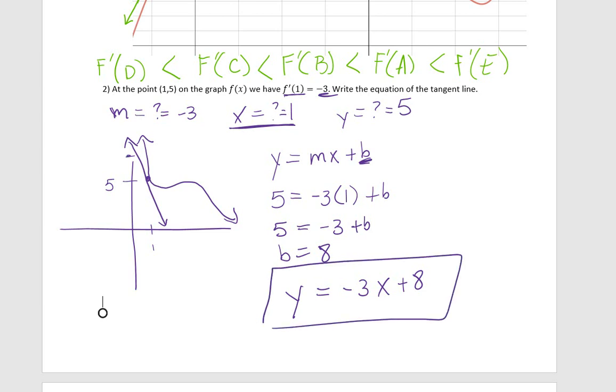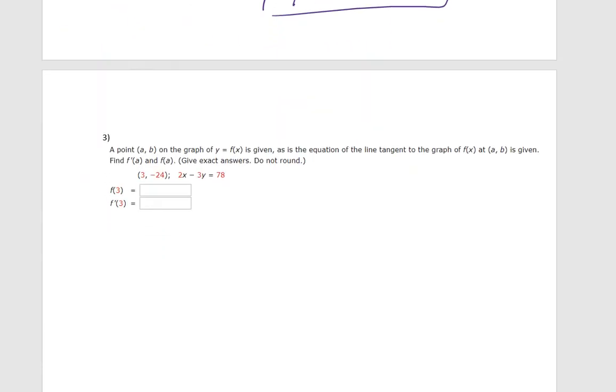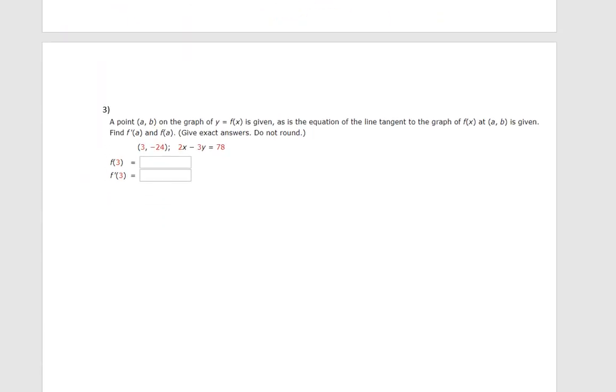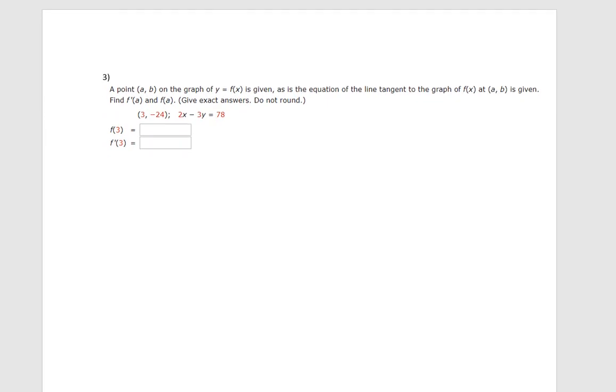How nice. All right, let's look at the very last example. This one's pulled straight from your homework, so I hope it helps. A point (a, b) on the graph of y equals f of x is given, as is the equation of the line tangent to the graph of f of x at (a, b). Find f prime of a and f of a.